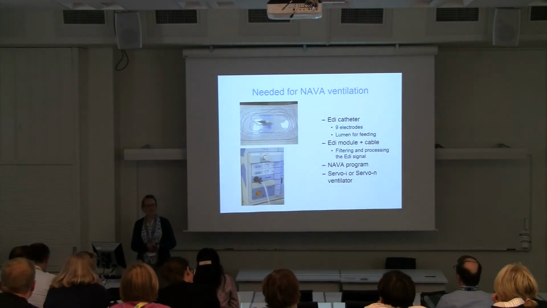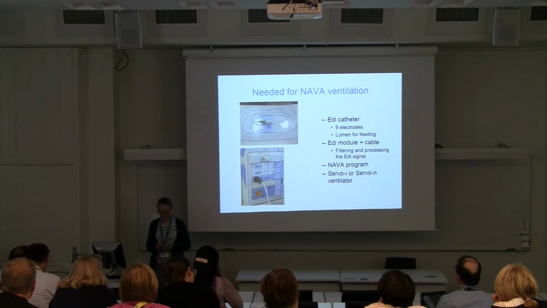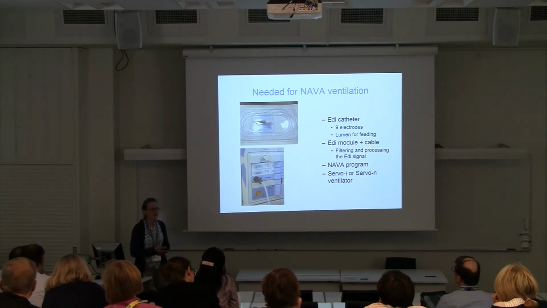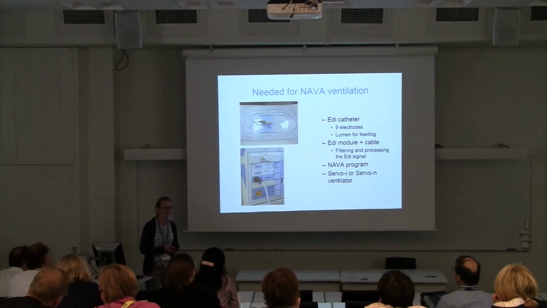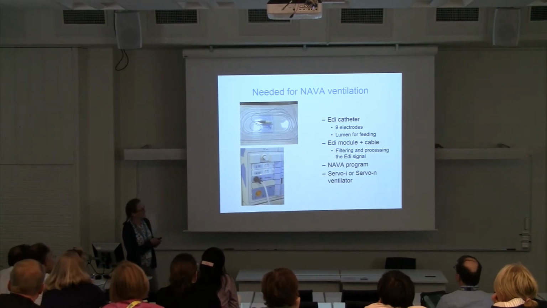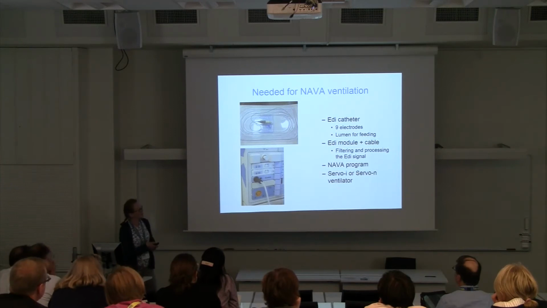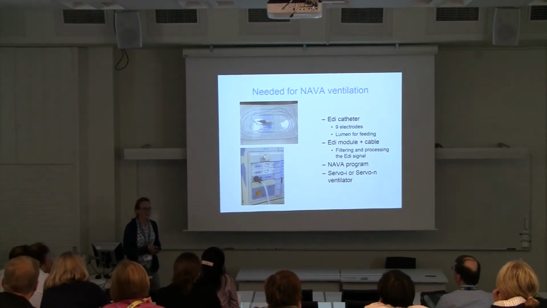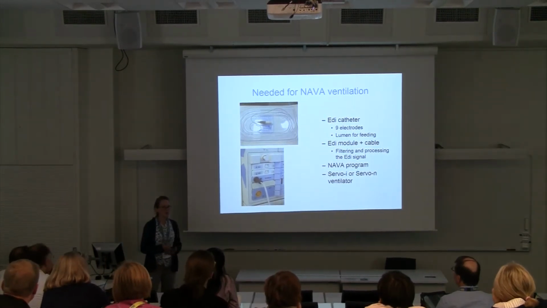What is needed for NAVA ventilation is this special catheter, which has 9 electrodes in it, and it is used as a normal nasogastric tube for feeding the infant. Also needed is an EDI module to filter and process the signal, the cable, and then a Servo-i or Servo-n ventilator, or Servo-u for adults.